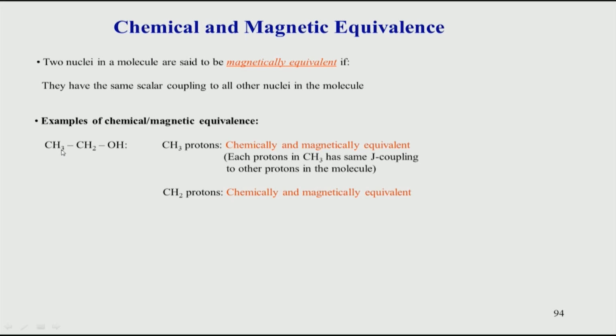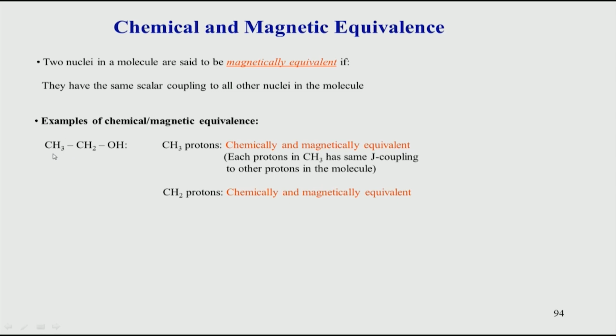Now, to establish whether these three are also magnetically equivalent, we will have to look at their interaction with other hydrogens in the molecule. Chemical equivalence, remember, does not rely on the interaction of this hydrogen with other hydrogens. It is only based on the structure of the molecule and the symmetry operations. Whereas in this magnetic equivalence concept, one has to also look at the other hydrogens in the molecule and then see how this one hydrogen interacts with another hydrogen.